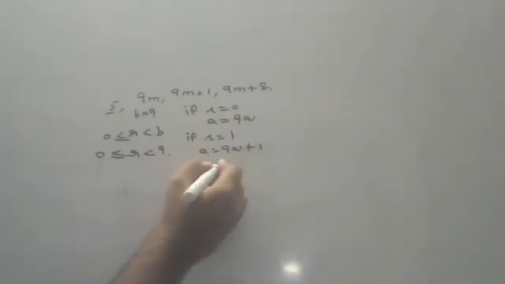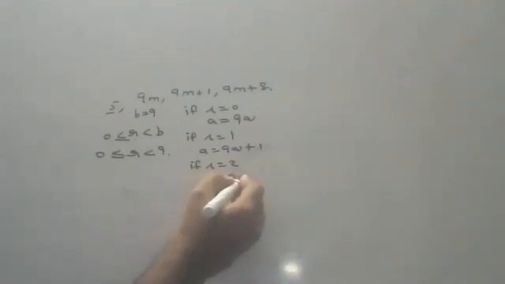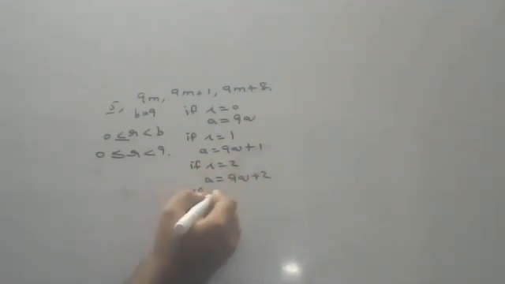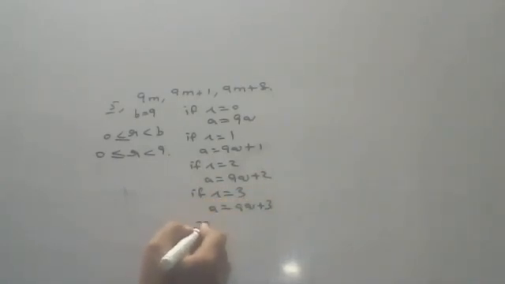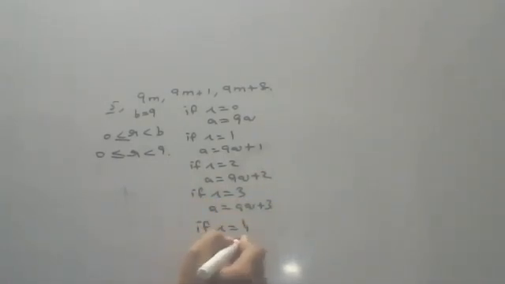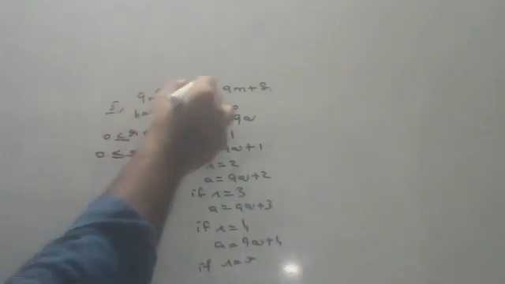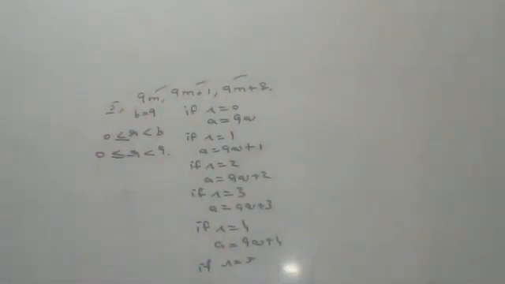If r is equal to 2, a is equal to 9 cube plus 2. If r is equal to 3, a is equal to 9 cube plus 3. If r is equal to 4, a is equal to 9 cube plus 4. You need not do this much in the exam, children. In the exam, if you prove 3 cases, it is enough, but here I will show you up to 8, so that you will become very, very perfect in this, children.